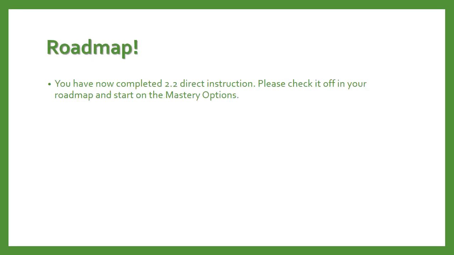Now that you have completed your hook activity with your partner, I want you to go ahead, open up your folder to your roadmap and put a big check next to 2.2 direct instruction. Please don't forget to check it off in your roadmap. Now you can go ahead and start on the mastery options. Good job!